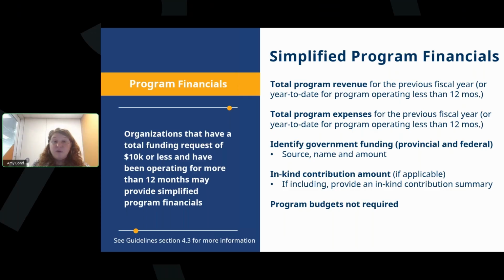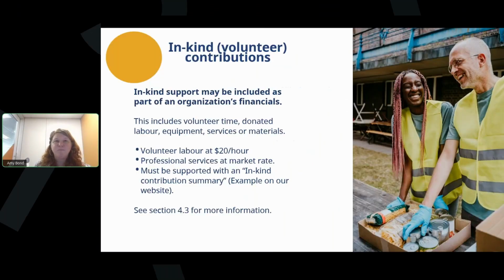So we're looking at the total program revenue, how much are you bringing in, the total program expenses, what are the costs for the year, and then for you to identify government funding on a line-by-line basis. It does also offer, if you want to attach in-kind contributions. So these are the fields that you'll be asked to fill out on the online form. And if you qualify for the simplified program level financials, we're also not requesting budgets. So it's quite streamlined if you choose that option.